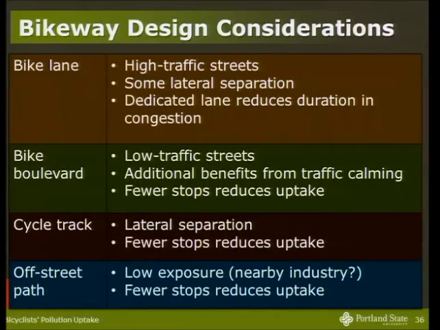Bike boulevards or neighborhood greenways are on low-traffic streets, so that's good from an exposure point of view. There are additional benefits from traffic calming on these facilities, so the lower the traffic volume, the lower the exposure concentrations. And then we also know that fewer stops reduces the inhalation dose, whatever the exposure concentration is. So there are some benefits of, like I said, flipping stop signs, for example. A cycle track, also like a bike lane, tends to be on higher volume facilities than bike boulevards, but you have additional lateral separation, which has measurable benefits in terms of exposure concentrations. And once again, fewer stops will reduce the amount of uptake.